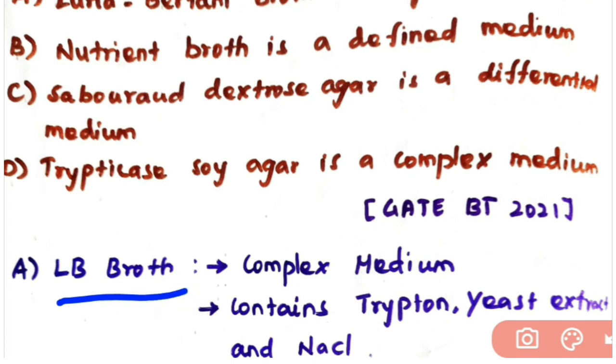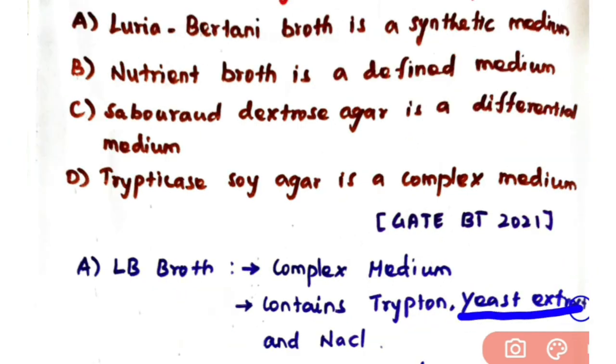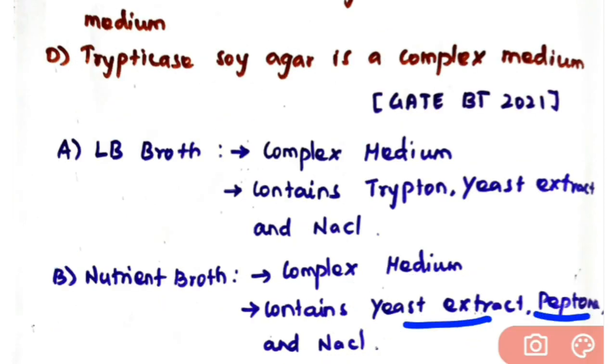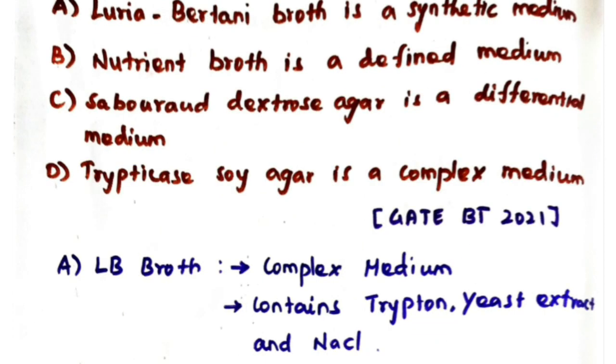This Luria Bertani broth contains tryptone, yeast extract and NaCl. So it contains yeast extract. Composition of yeast extract is not defined, so LB broth comes under complex medium. The next one is nutrient broth is a defined medium. Nutrient broth is also a complex medium because it contains yeast extract, peptone and NaCl. So it also contains yeast extract. It is also an example of complex medium. Defined medium is nothing but a medium in which all the chemical components are known. This option is also wrong.